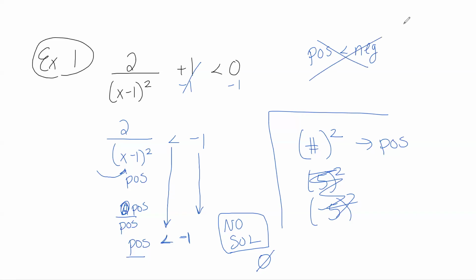If you graphed the original problem, what I have written there in my black pen, if you put this part in Desmos, you will see no lines coming down. That's no solution.